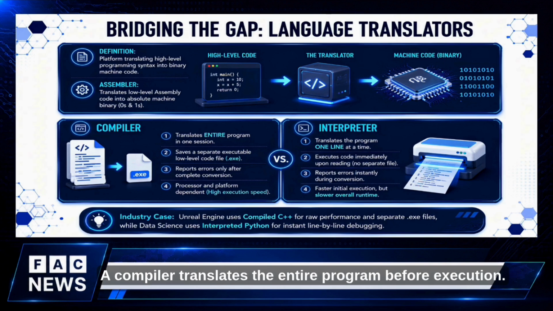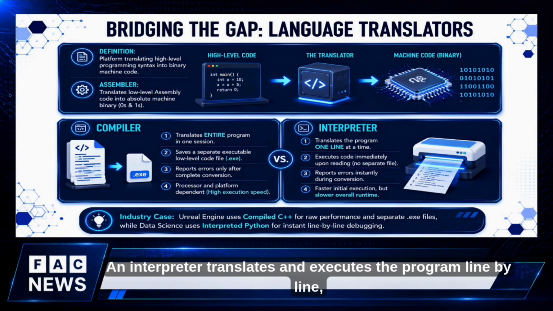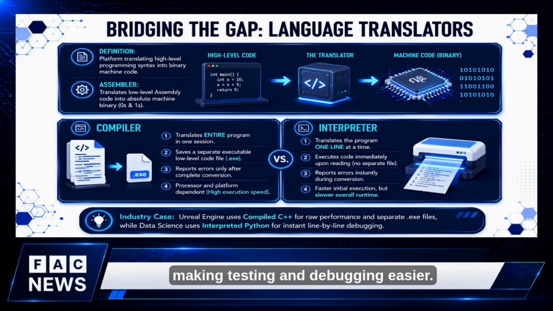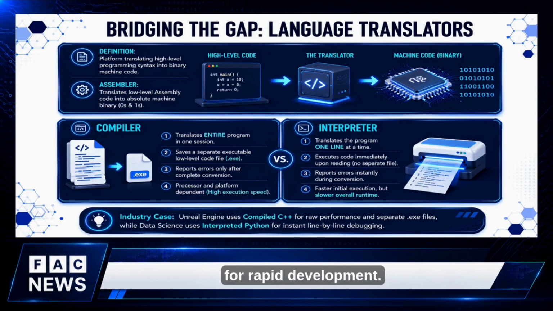A compiler translates the entire program before execution, producing an executable file for faster performance. Because the program is translated before execution, it can run faster and is suitable for performance-intensive applications such as games. An interpreter translates and executes the program line by line, making testing and debugging easier. For example, Unreal Engine uses compiled C++, while Python is widely used as an interpreted language for rapid development.